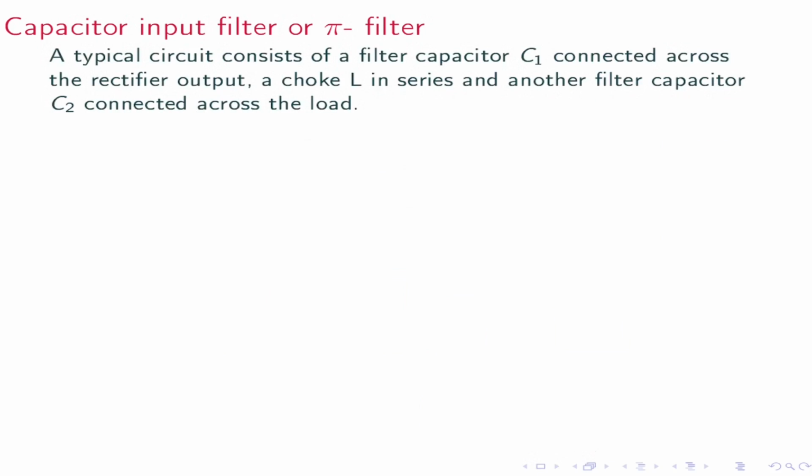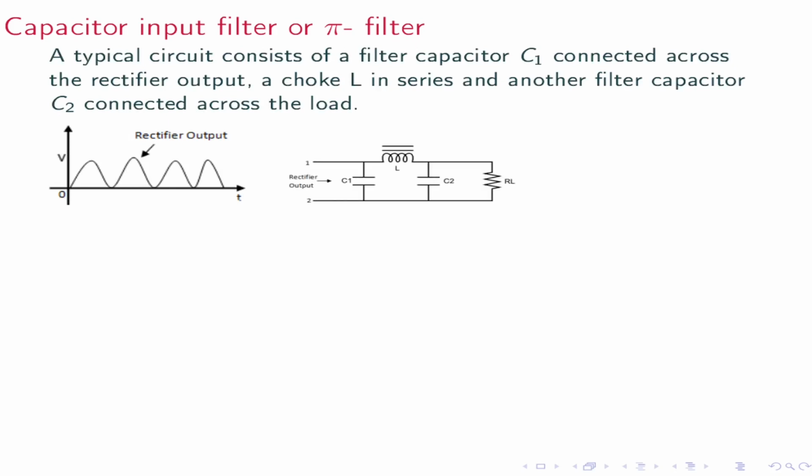the capacitor input filter. It uses two capacitors and an inductor in series. This capacitor is connected across the load. So this is the circuit, C1 and C2, and L is the inductor. It works as before. The inductor allows DC to pass and the AC components are bypassed. So the output we are obtaining is dominated by the DC component.